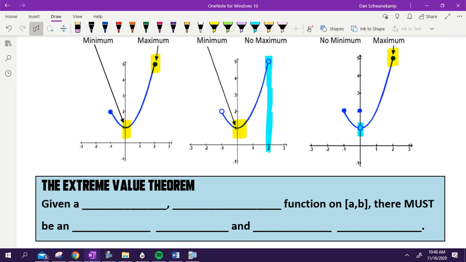It's got to have endpoints. Somebody said that, endpoints, right? I've got to have endpoints. This one didn't have endpoints and it threw me off. Okay? And so that's closed. It's got to be closed. That means it has endpoints.